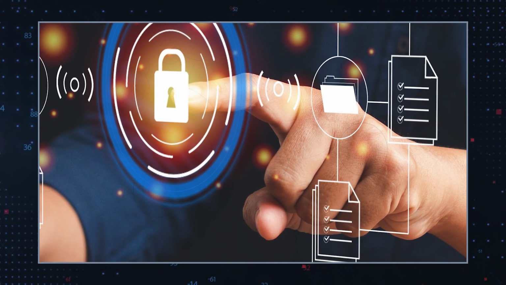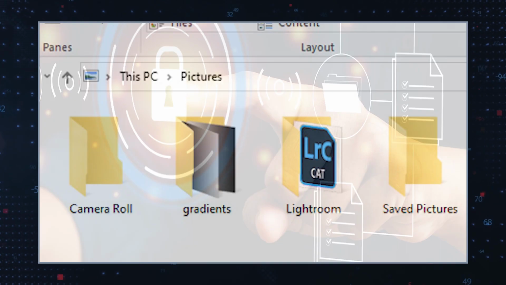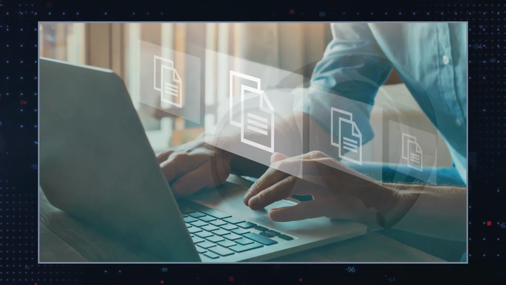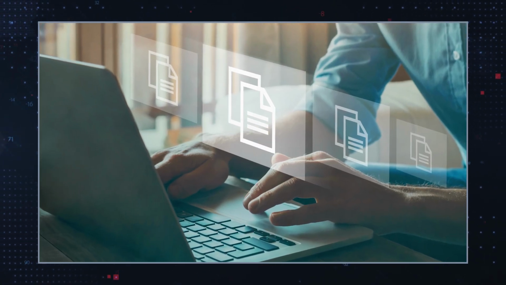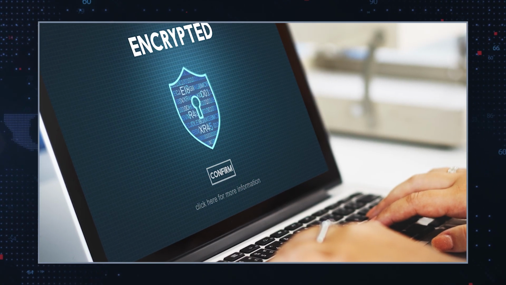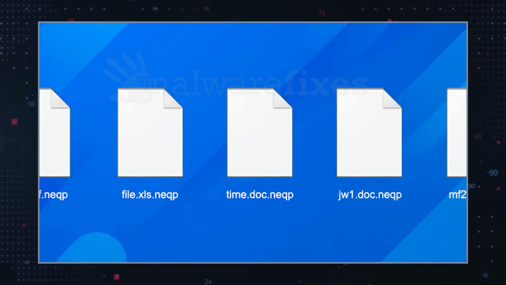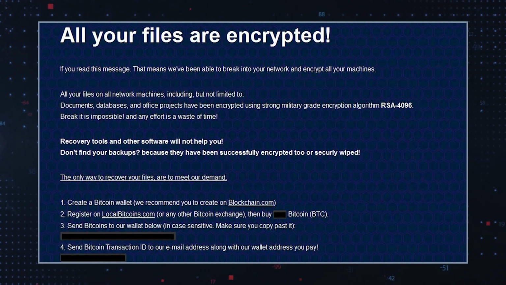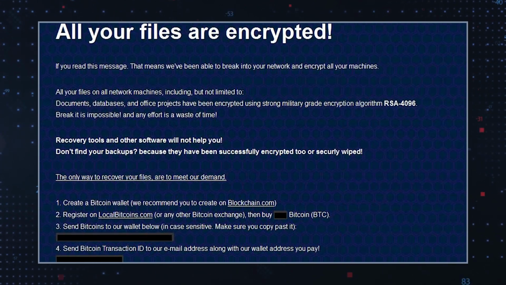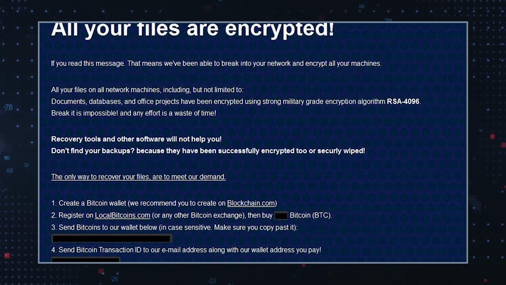NEQP ransomware locks most of the popular file types, including photos, music, documents, and videos. During the file encryption process, NEQP ransomware adds the .NEQP extension to the affected files and leaves a ransom note on the user's desktop and in every folder that contains encrypted files. Once downloaded and installed, NEQP ransomware employs the AES encryption algorithm to lock up target files.